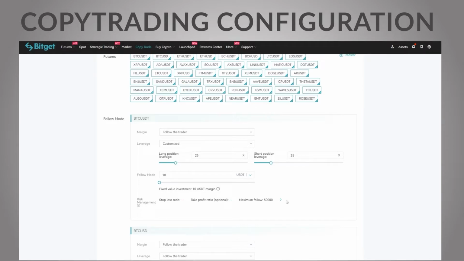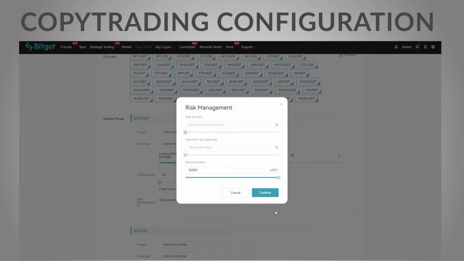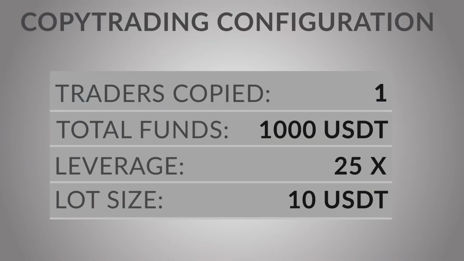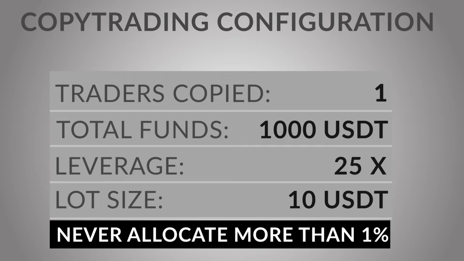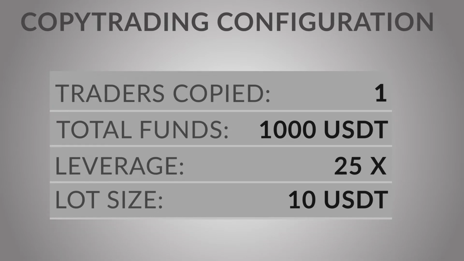You can set up a customized stop loss or take profit percentage if you think it is better to have based on the trading history of the trader you have selected to copy. The rule of thumb is never to allocate more than 1% of your total funds to a trade. If you are using a 500 USDT account, then all the numbers have to be adapted proportionately.